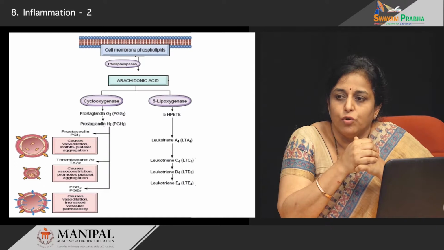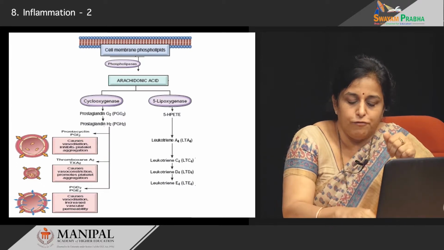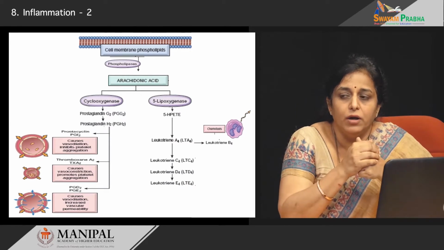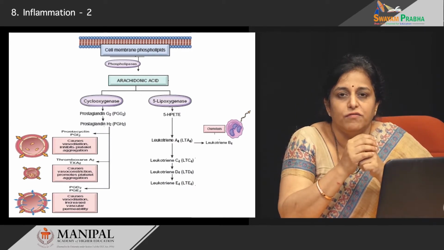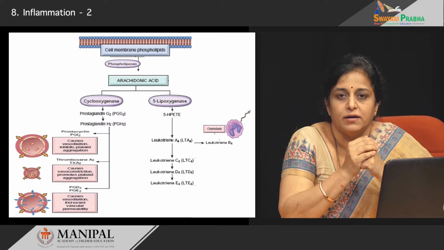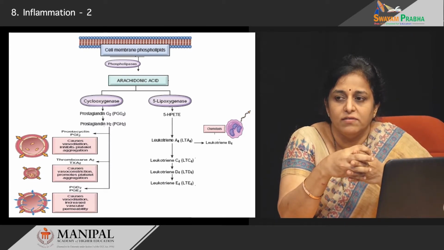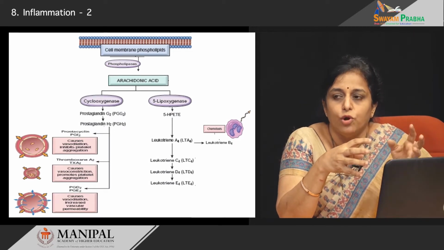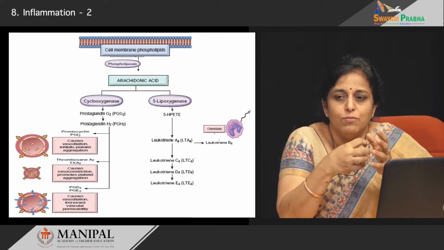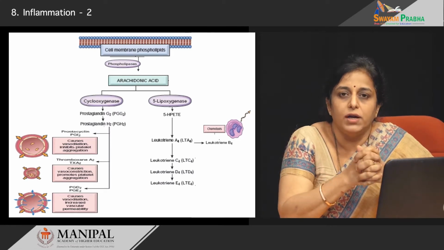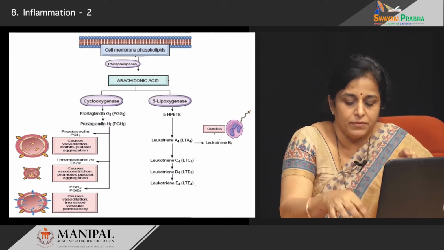It gives rise to leukotriene A4, C4, D4 and E4. A4 gets converted to B4. Now, B4, you can see here, is a very potent chemotactic factor. It attracts the leukocytes towards it. Once it starts producing leukotrienes, it starts getting more and more leukocytes to the site because it is chemotactic to leukocytes. So, leukotriene B4 is a very potent chemotactic factor.